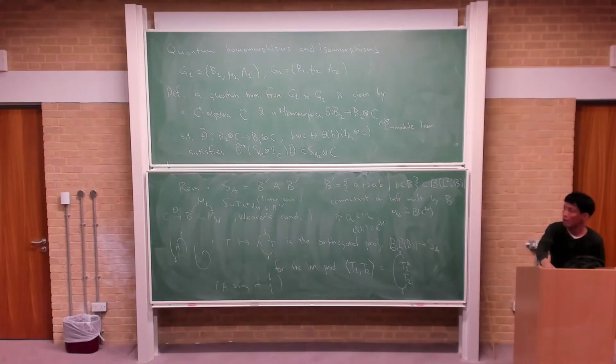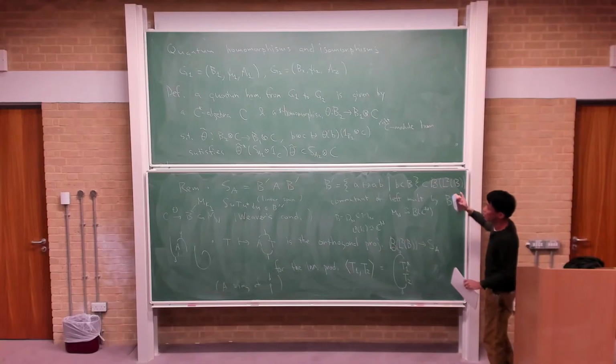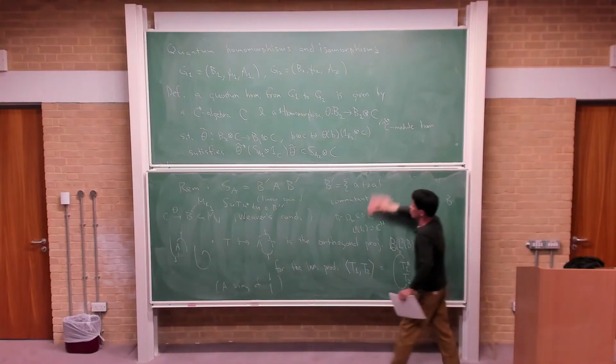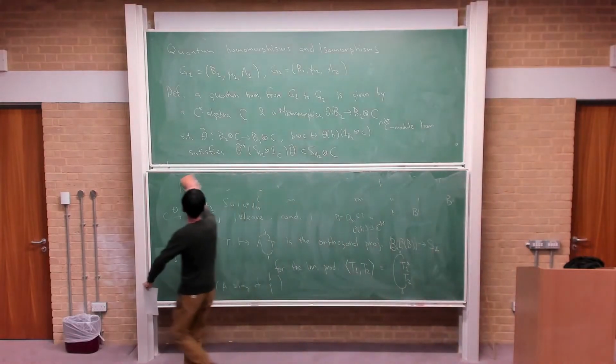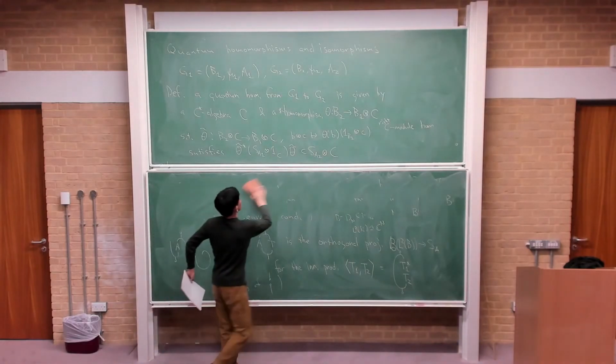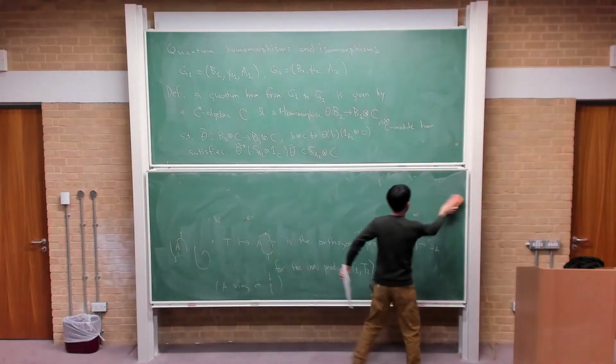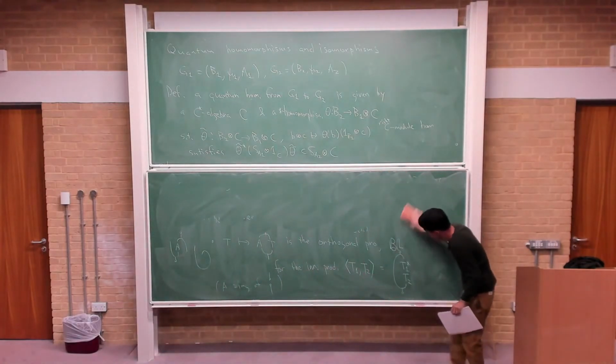Composition of homomorphisms? Yeah, good point. That makes sense quite well. So if you have three quantum graphs and two homomorphisms like that, maybe actually it's a good point.